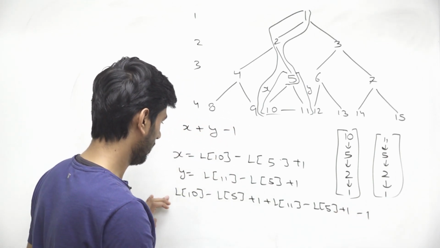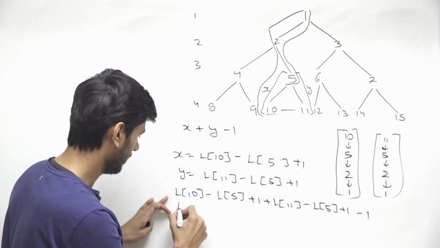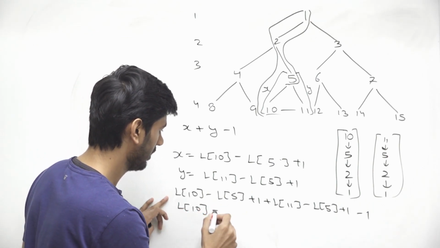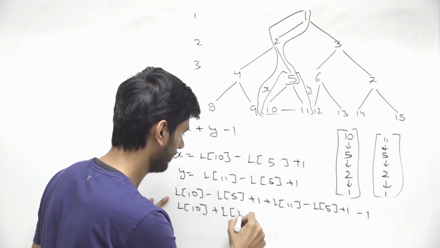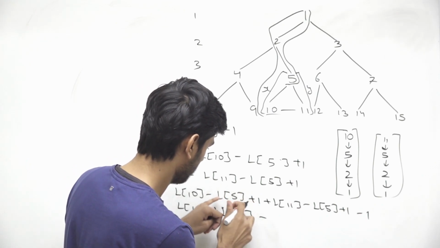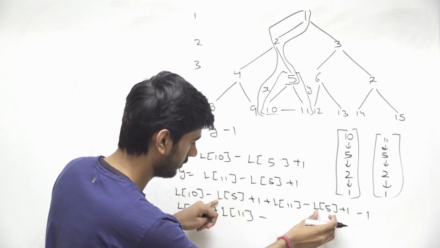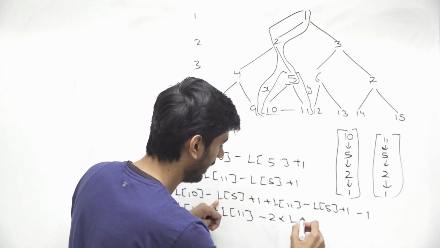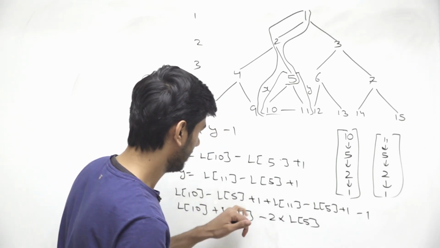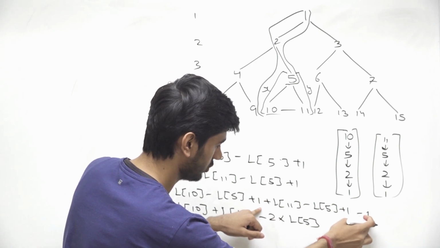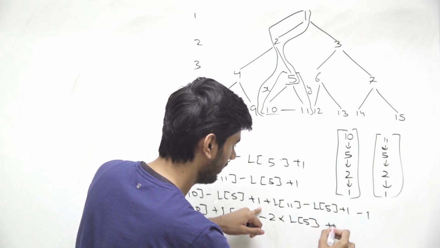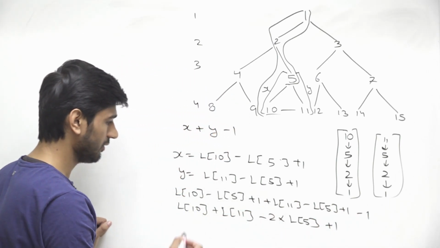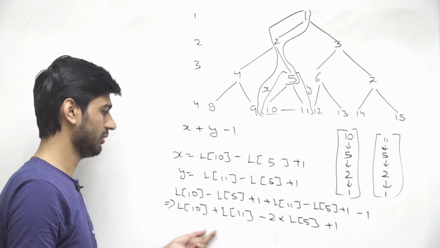Okay. Now let's bring these two values together. Level of 10 plus level of 11 minus, now we have two values which should be subtracted, so 2 into level of 5. Right, now we have plus 1 here, minus 1 here, so they both will cancel out each other, then we'll have plus 1 here. Okay, so this will be the final answer, or we can say this will be the equation that will give us the final answer.